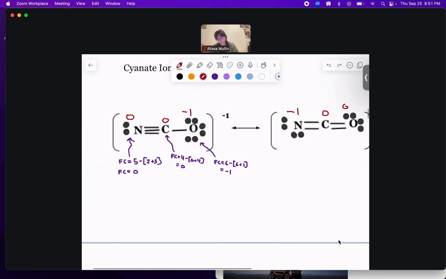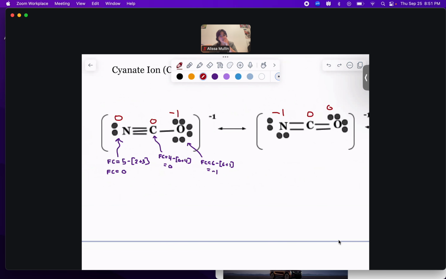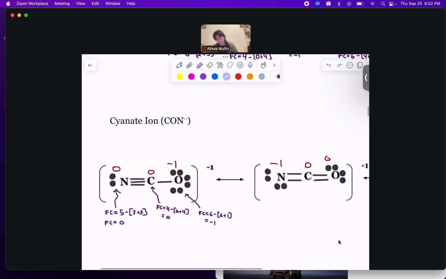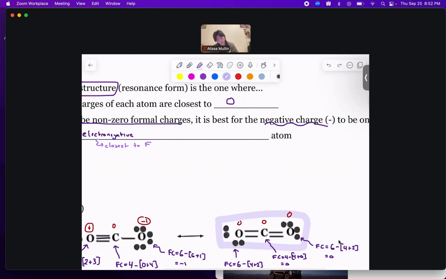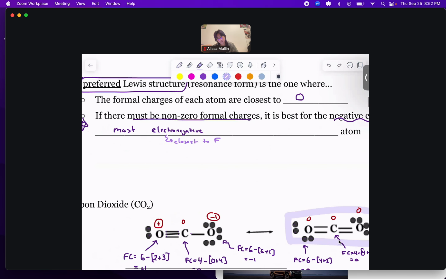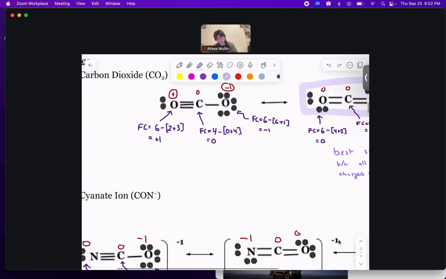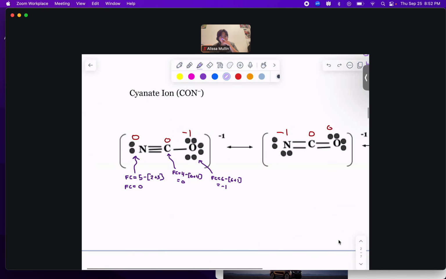But I have 2 different ones that look pretty similar, right? They both have 2 zeros and 1 negative formal charge. I feel like we get tripped up when we see that. But remember, here's our tiebreaker. If we need non-zero formal charges, it's better for the negative to be on the most electronegative atom. So think back to that trend. Is it better for your negative to be on the O, or is it better to be on the N?